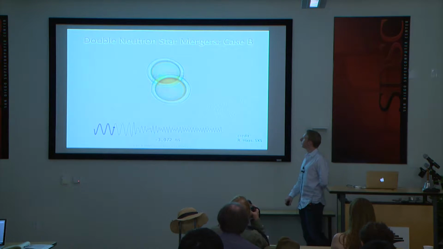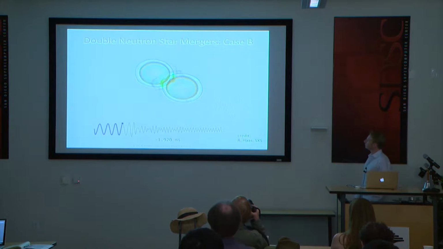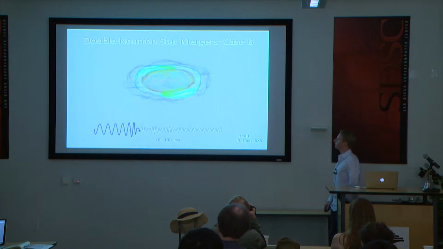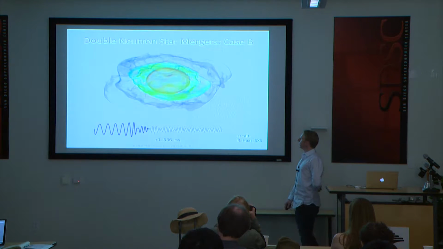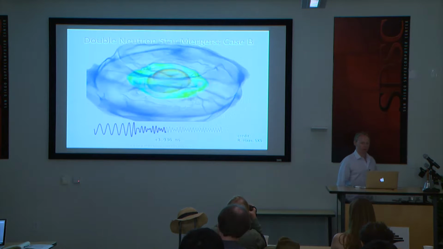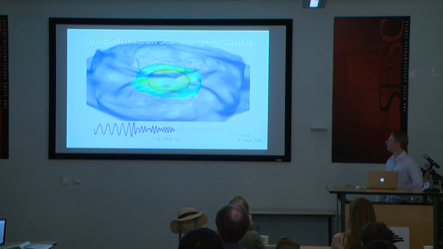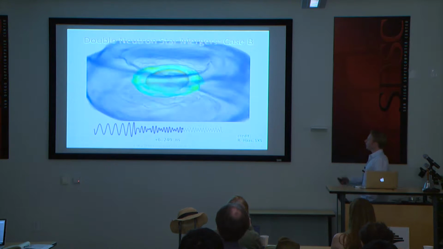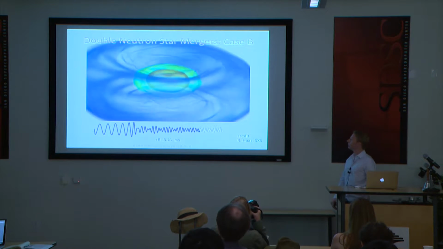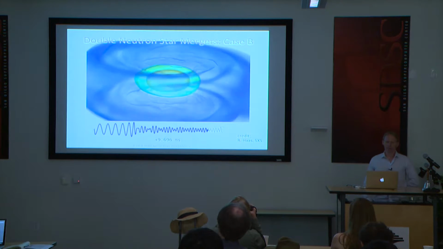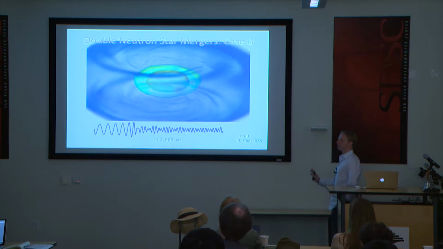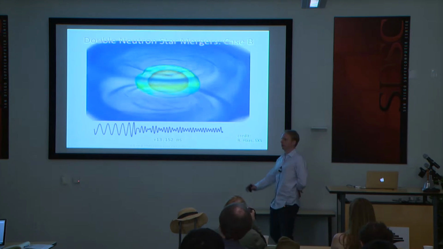You can start thinking. So they inspiral and touch and merge. But then what we have now is a hypermassive neutron star merger remnant that survives on a dynamical time. It may, over longer time scales, still collapse to a black hole, but not necessarily so. So what could be the two different things that could be different between case A and case B?